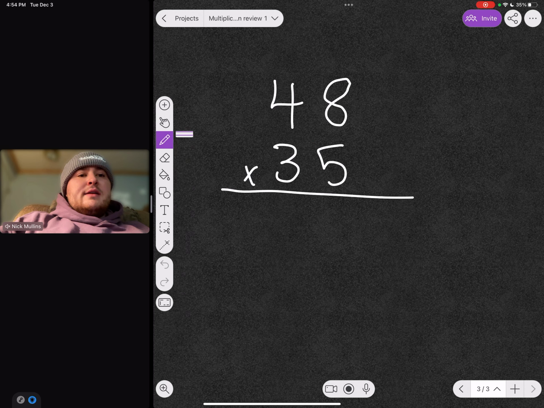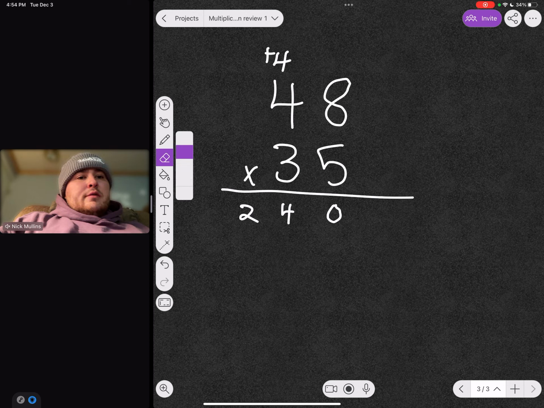So we're going to start, like I said, with 5 times 8, which is 40. So we're going to have to regroup. We're going to keep the 0. We're going to carry the 4 up top to be added. Next we got to do 5 times 4, which is 20. 20 plus the 4 we had to regroup gives us 24. So the first part of our answer, the first partial product, is 240.